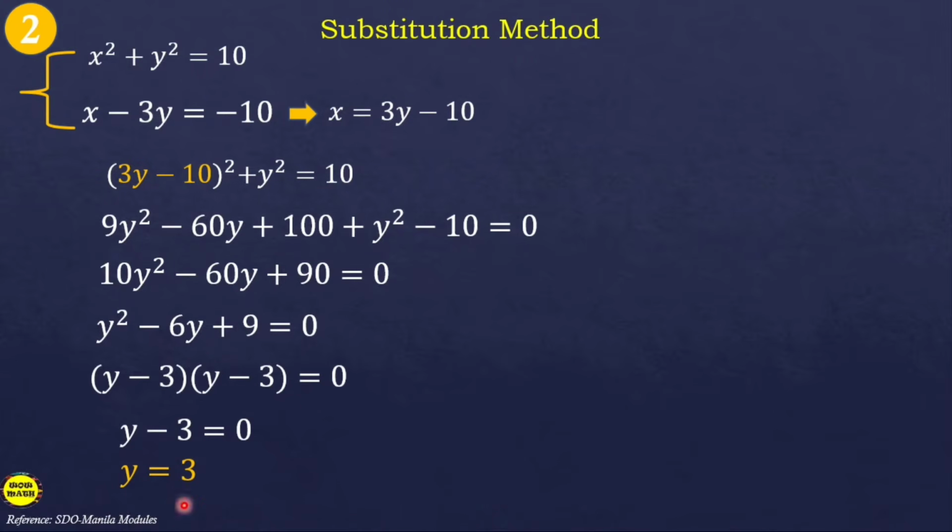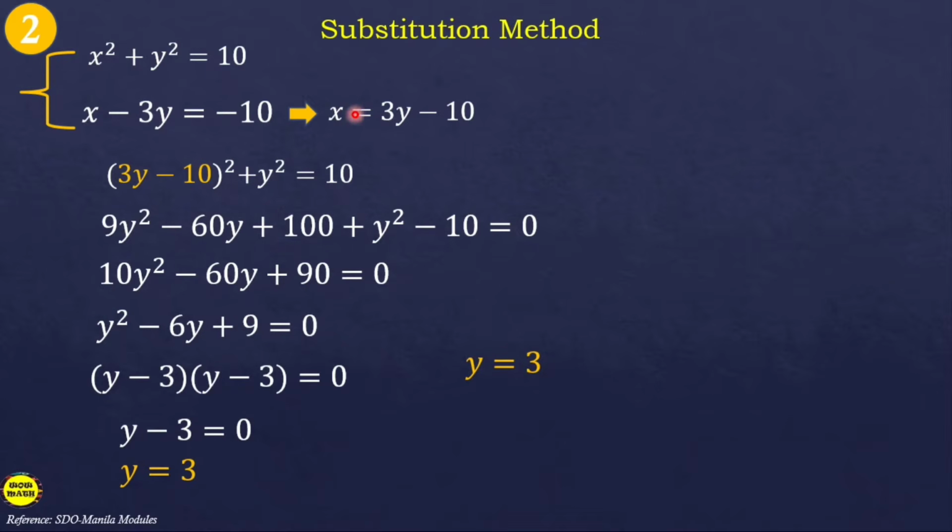Okay? So, itong gagamitin natin para makuha natin yung value ng x natin. So, ano yung gagamitin natin sa dalawa? So, pwedeng ito or pwede naman ito. So, para mas madali, ito na yung gagamitin natin. So y is equal to 3.